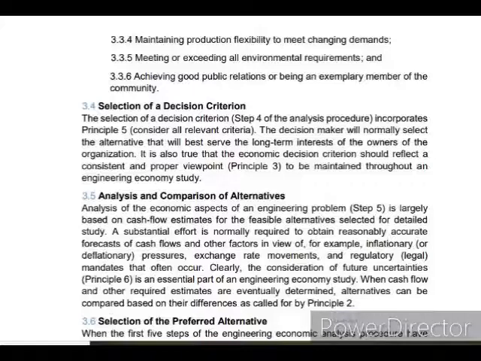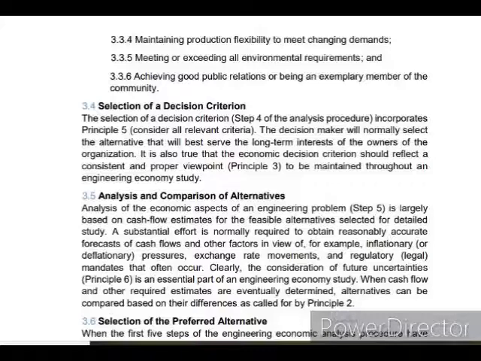It is also true that the economic decision criterion should reflect a consistent and proper viewpoint, which is included in principle 3. You can go back to the principles of engineering economy to be maintained throughout an engineering economy study.